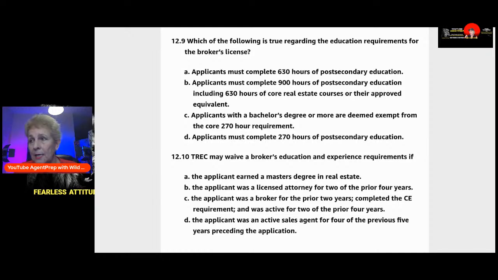Okay. 900 hours and 270 are core required hours. The other 630 can be approved by TREC from a bachelor's degree. All right. So let's see what comments we have here.